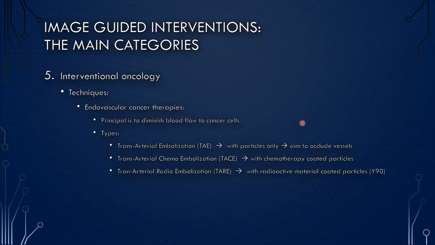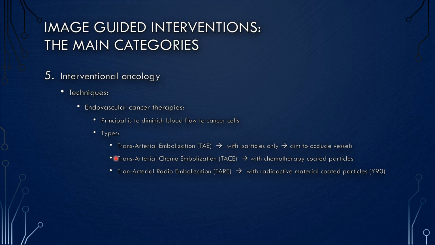So other than ablation, the intervention can use endovascular therapies. The principle here is to diminish the blood flow to the cancer cell, minimize blood flow and stop it. So there are different types: transarterial embolization, so basically the catheter is introduced into the artery, and then particles are injected to occlude the small vessels supplying the tumor.